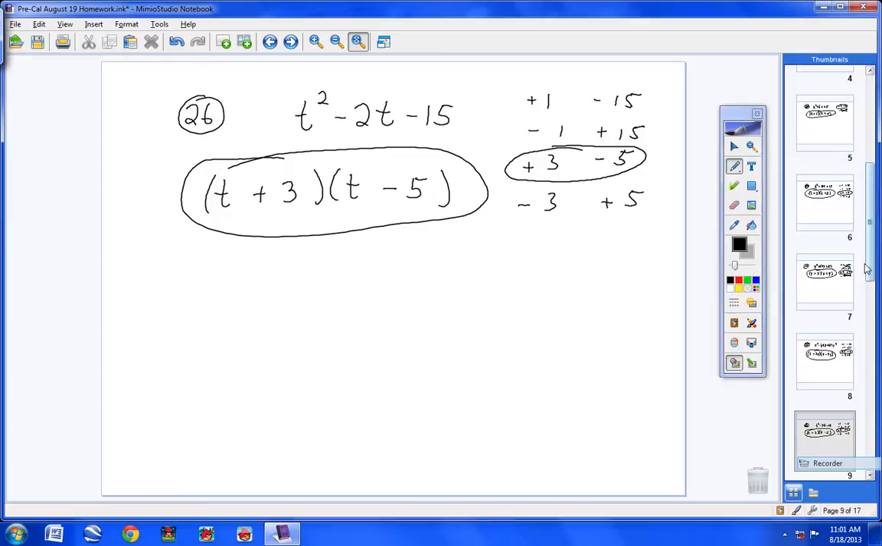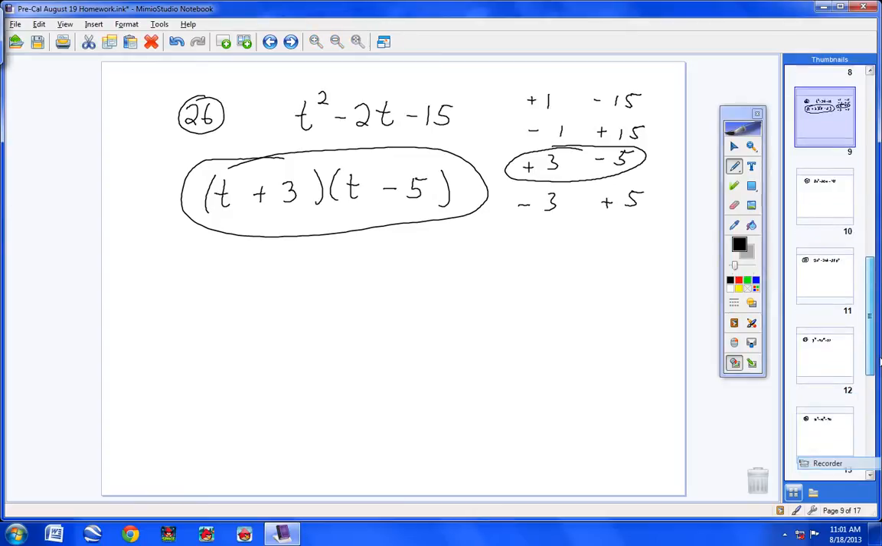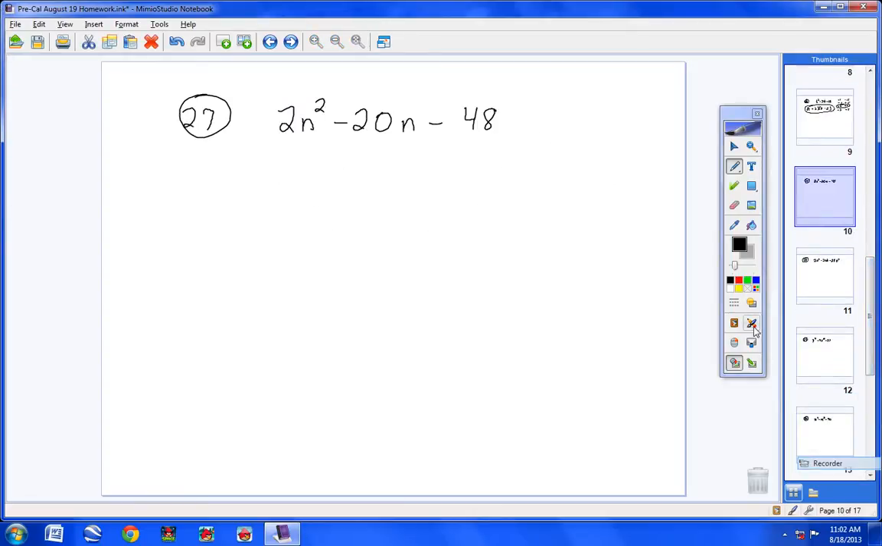Let's take a look at number 27. Let me scroll down here. Number 27. All right, step 1 is pull out what's common. There's not an n in every term, but I do have coefficients of 2, 20, and 48, so I can pull out a 2.